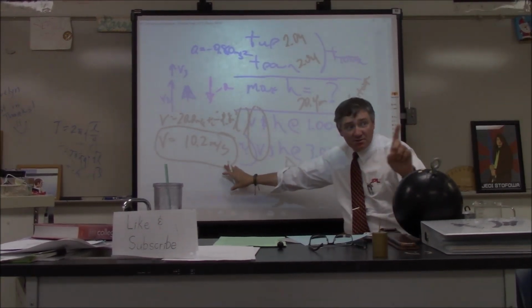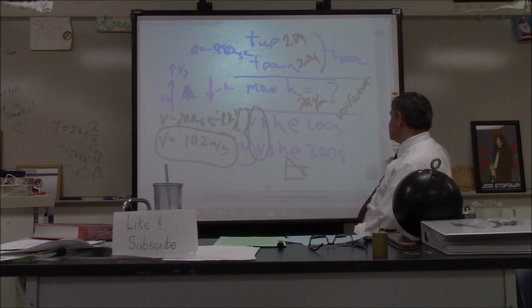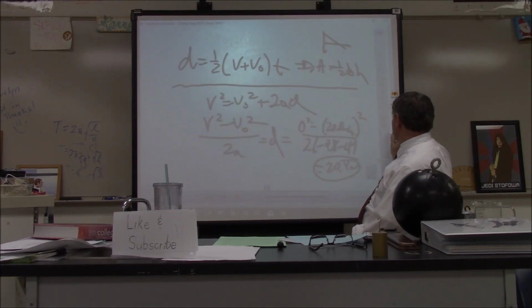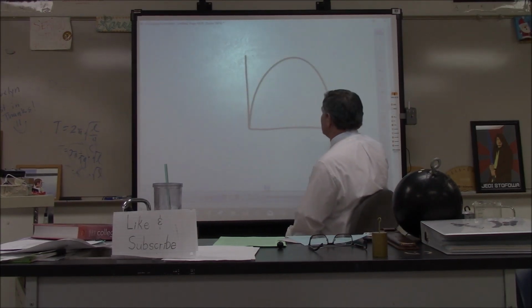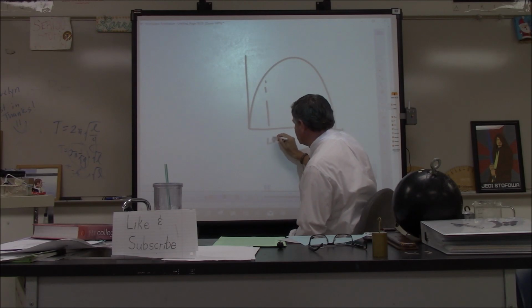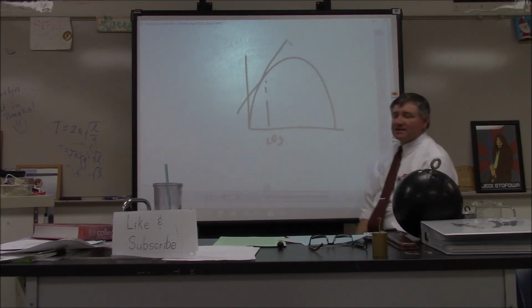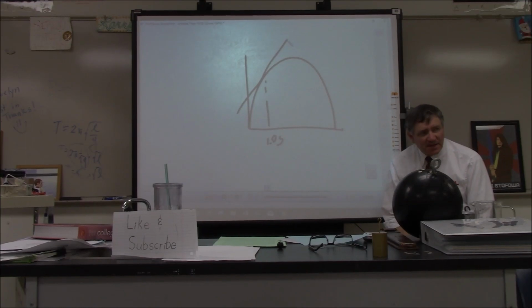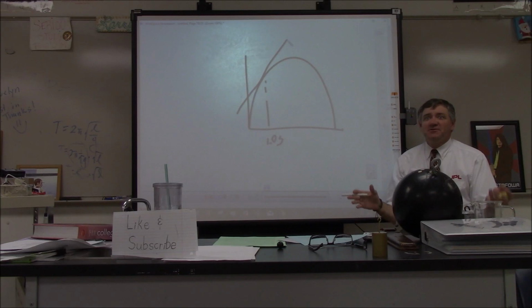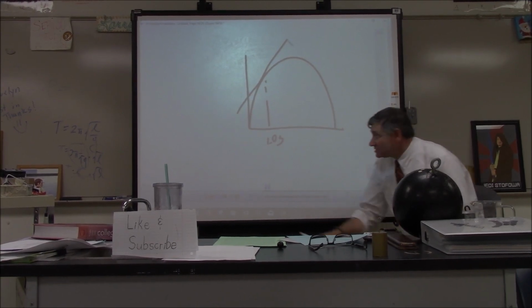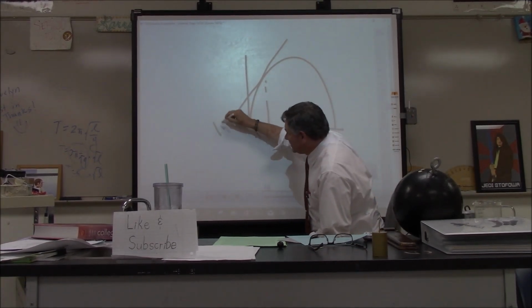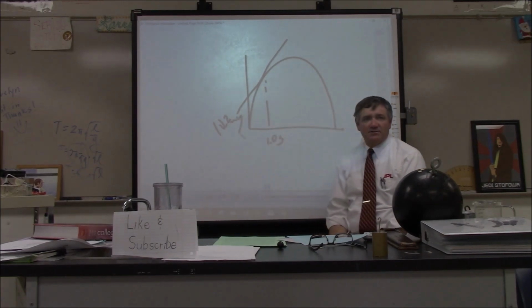Now, here's what I want you to understand, and this is where this thing goes big picture. If you were to draw your position-time graph, okay, and if you were to come out here at 1 second and draw that tangent line, what would the slope of the tangent line be at exactly 1 second? 10.2 meters per second, because that's how fast it's going at the end of 1 second. So the slope of this tangent line is 10.2 meters per second.